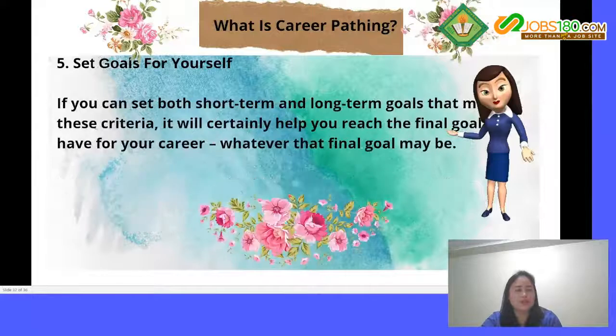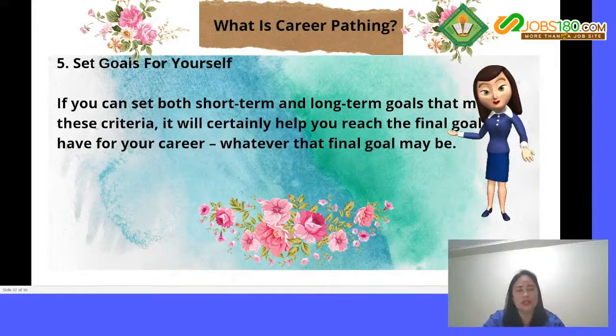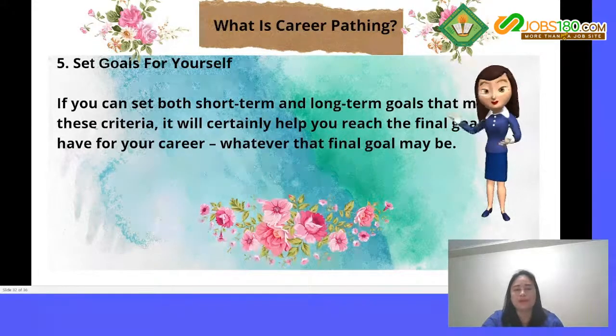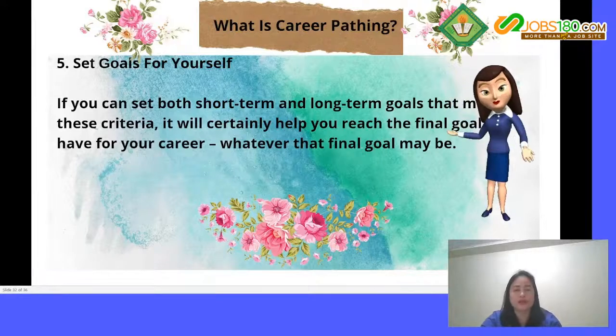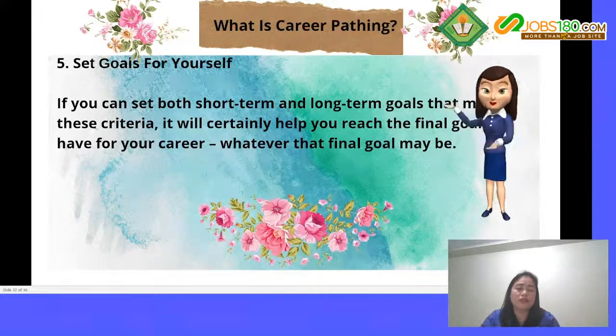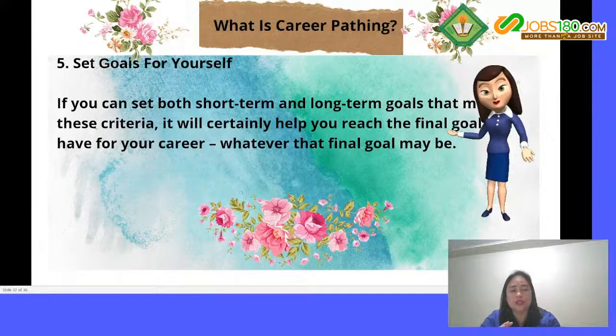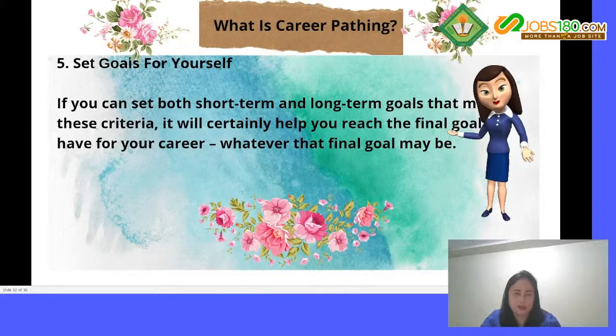Next. If you can set both short-term and long-term goals that meet this criteria, it will certainly help you reach the final goal you have for your career, whatever the final goal may be. O, kung kaya mo naman i-set yung long-term na goal mo, kaya mo naman i-set ng short-term, it's better. It's good. Mas pinakamabuti.